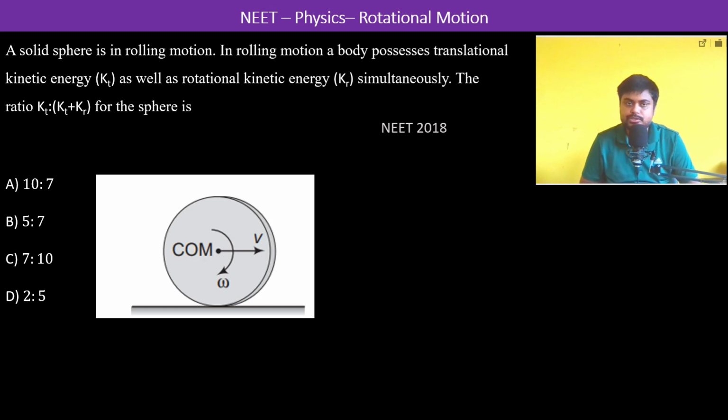A solid sphere is in rolling motion. Now what is rolling motion? Rolling motion is when the points on the surface, just the touching points on the surface, have the same velocity.